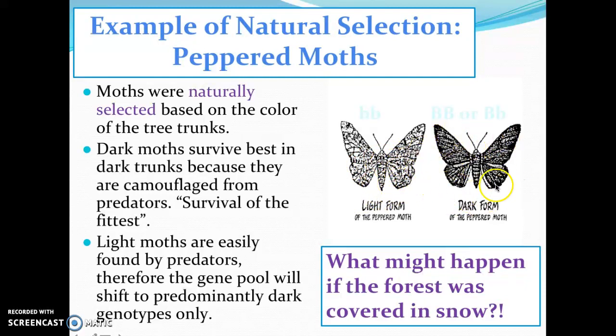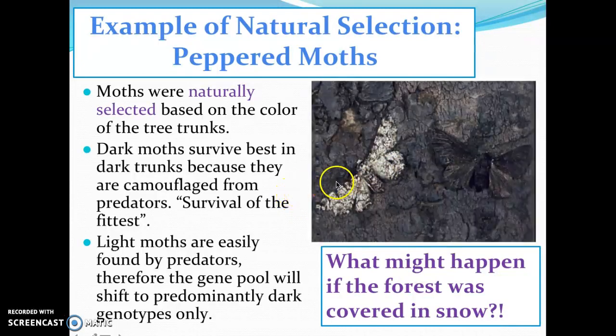Those that were darker will obviously camouflage a lot better around darker trunks. And if there were any type of predators like birds or small mammals, those that were whiter will be eaten, and those that were darker will not be seen. Now, imagine if the forest was covered in snow, you would know that these that are whiter will have a better chance to survive than those that were darker. And that's a very, very good example just to see how two different colors can be naturally selected to survive over the other.